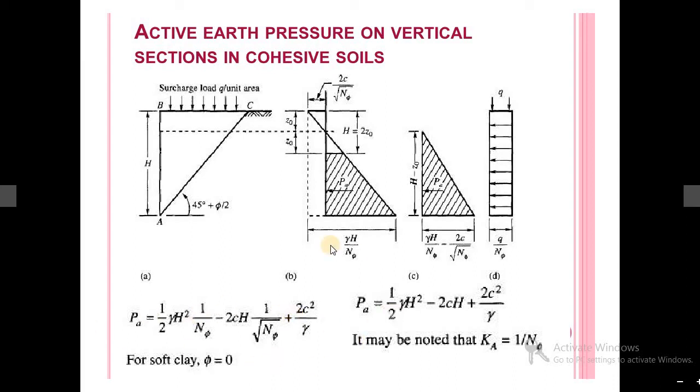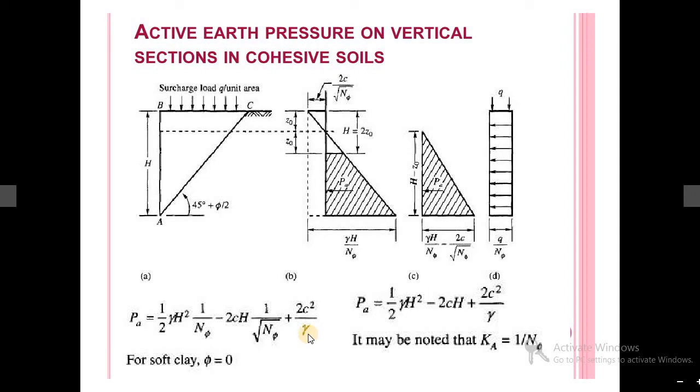So based on this, if you observe, again let us consider this is the backfill, this is the surcharge load, this is the cohesive soil, the cohesive backfill. Now if you observe that particular pressure, that is the PA, it will be given by 1 by 2 gamma h square 1 upon N phi minus 2ch 1 upon under root of N phi plus 2c square phi.